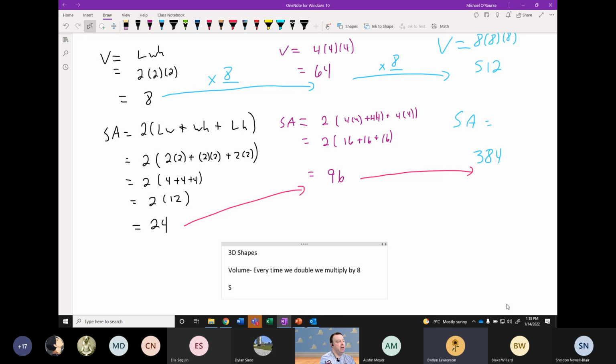Good. And for surface area, good. Does that make sense, everyone? So surface area multiplied by 4.